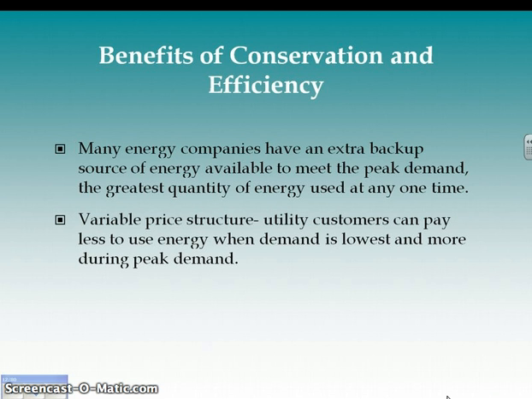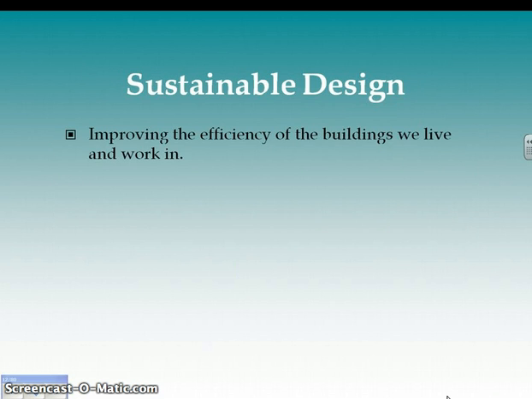There's also something called the variable price structure, where utility customers can pay less to use energy when demand is lowest and more during peak demand. So if you're using electricity in the overnight hours when there's low demand, some electric companies will charge you less than if you use that electricity during the peak hours, which would be in the early afternoon. So, as an example, if you want to conserve energy, you can run the dishwasher or the washing machine as you go to bed, because you're using it at the off-peak time.